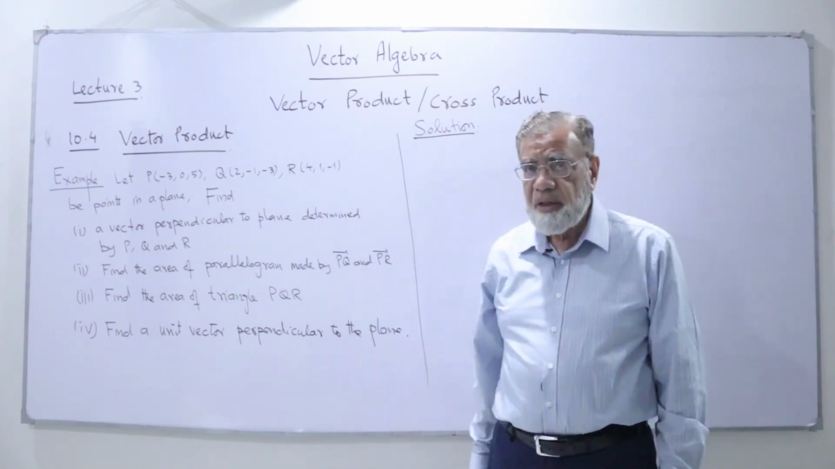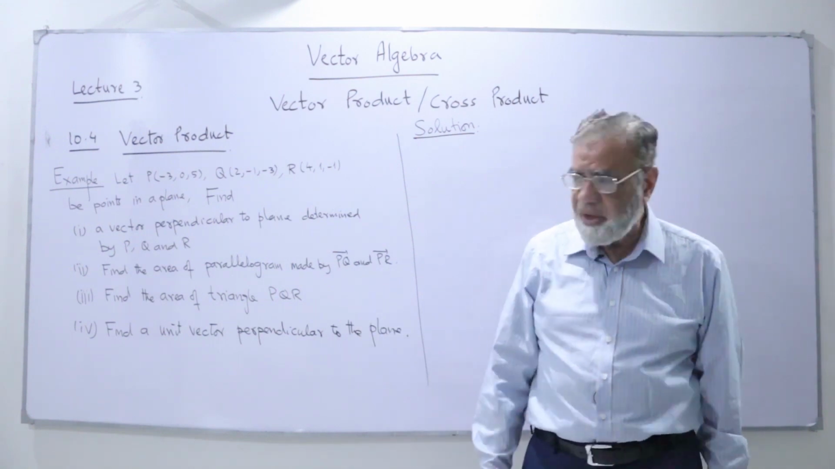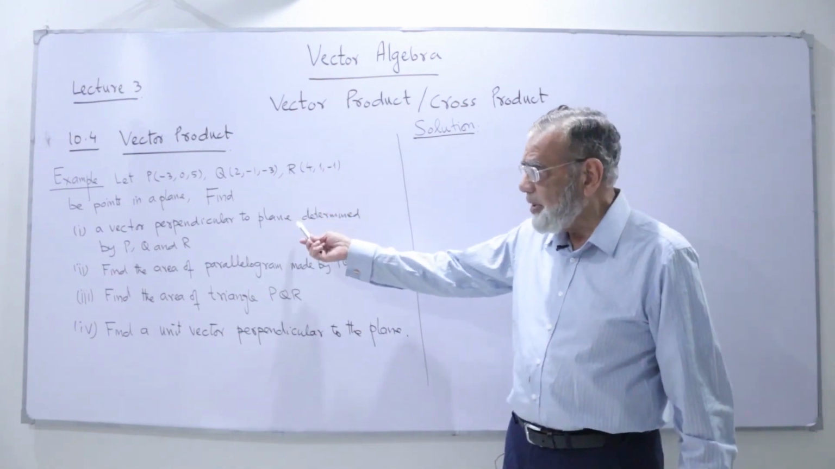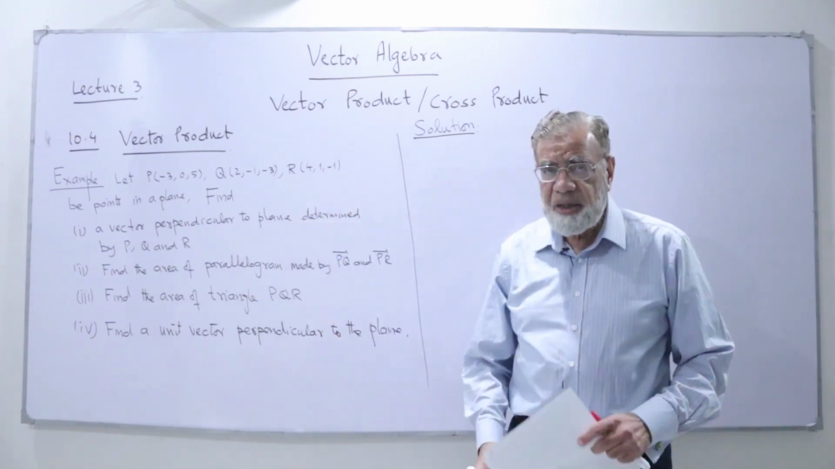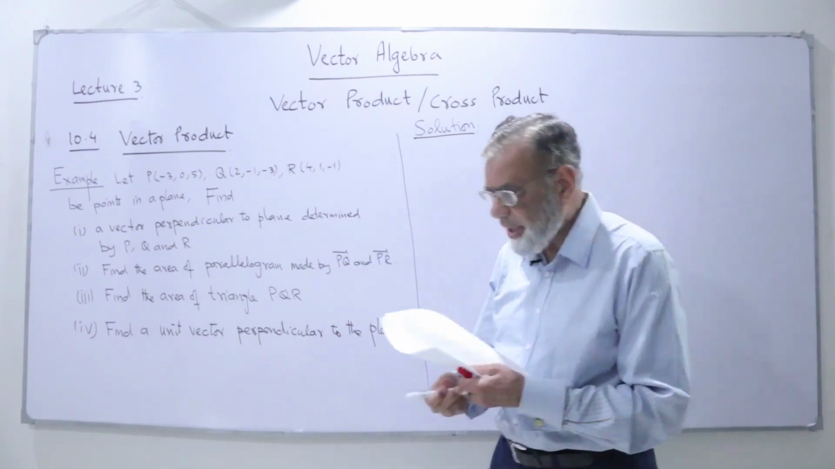Then is the area of the triangle. We have seen here that we take half of the area of the parallelogram, that gives me the area of the triangle. And for the unit vector, we get a vector in part 1, and we can just take the magnitude of that one and divide by that, we get a unit vector. So I just give you the example.